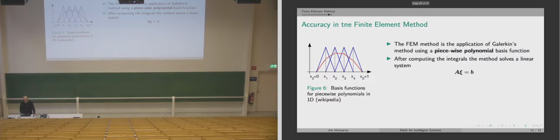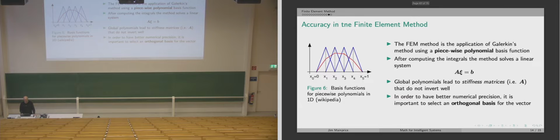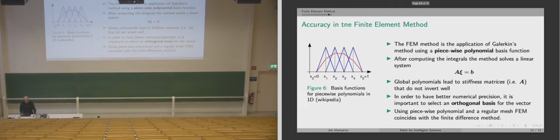And after computing the integral, the method solves to a linear system. The global polynomials lead to stiffness matrices that do not invert well in practice, so the one that we saw here. And so that's why we usually use these piecewise polynomial basis functions. And typically, in order to have better numerical precision, it's important to choose an orthogonal basis for the vector space.